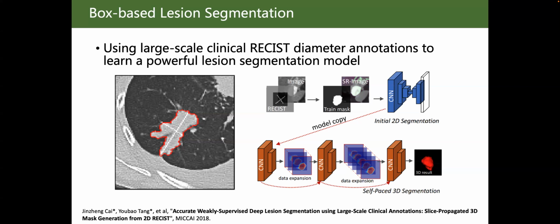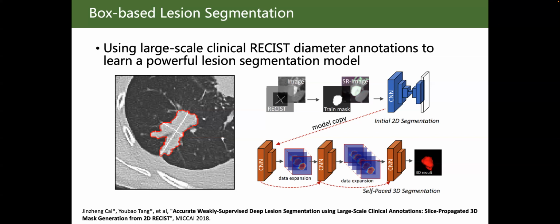To solve these problems, we proposed a weakly supervised lesion segmentation model. Given a large number of RECIST diameter annotations, we first use some unsupervised image segmentation approaches to get high quality lesion pseudo masks, which are considered as the supervision to train the segmentation models. Here, the GrabCut algorithm is used for the unsupervised image segmentation. After that, we can get a pseudo mask as supervision to train the model.